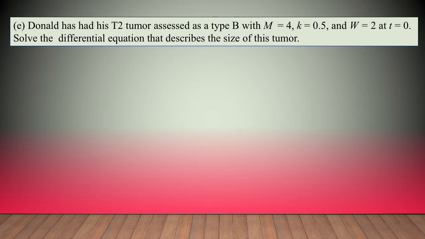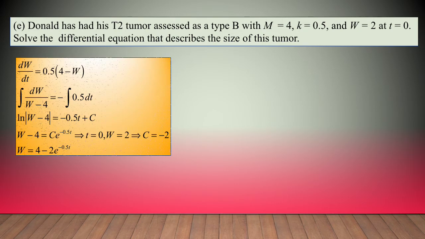E reads, Donald has had his T2 tumor assessed as a type B with M equals 4, K equals 0.5, and W equals 2 at t equals 0. Solve the differential equation that describes the size of this tumor. The differential equation for a type B is dW/dt equals 0.5 times the quantity 4 minus W. This is neither linear, nor exponential, nor logistic, the types that students should know the solutions to. So we will have to solve it.